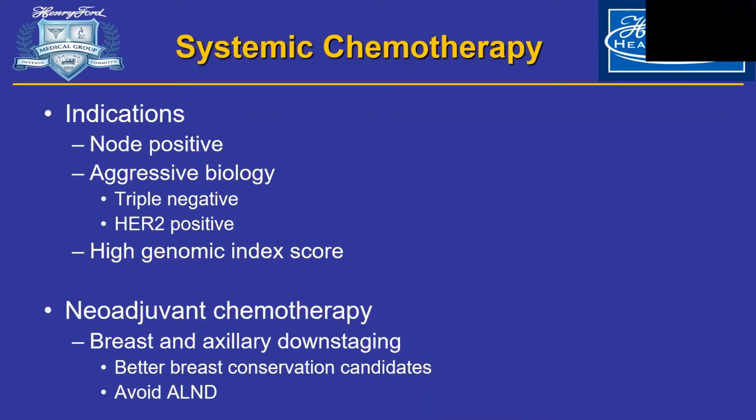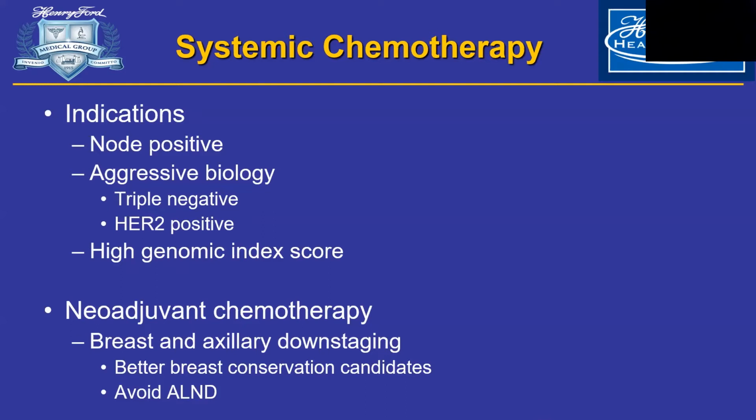In regards to systemic chemotherapy, that's frequently the second step. Again, as I mentioned earlier, sometimes it's the first step, but frequently the second. The reasons we talk about chemo: if patients have cancer in their lymph nodes, we talk about chemo. If they have an aggressive biology, either a triple negative or a HER2 positive, those patients get chemotherapy regardless of their lymph node status. Also, something called genomic index score.